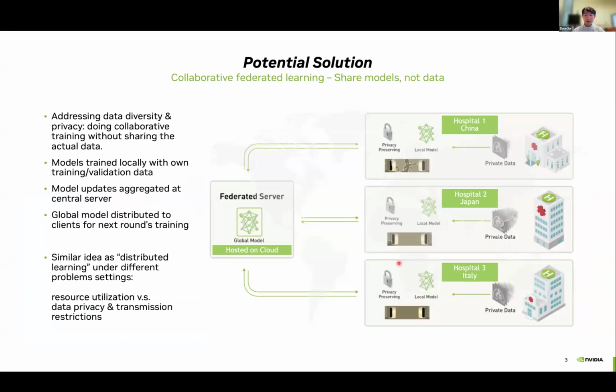In order to solve such data limitations, one potential solution, as we're talking about today, is collaborative federated learning. The main idea is that we share the models, not the data. Actually, it's a similar idea to distributed learning. But of course, the two terms, federated learning and distributed learning, approach the question under different problem settings. One is more towards resource utilization, and federated learning is more about data privacy and data transfer restrictions.